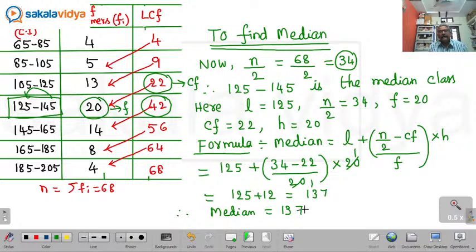Please, all of you carefully observe, because this is a very important problem. You might have understood how to find out the median.